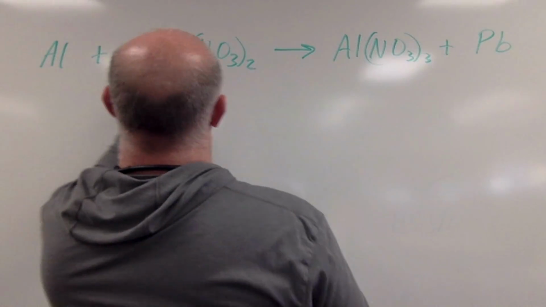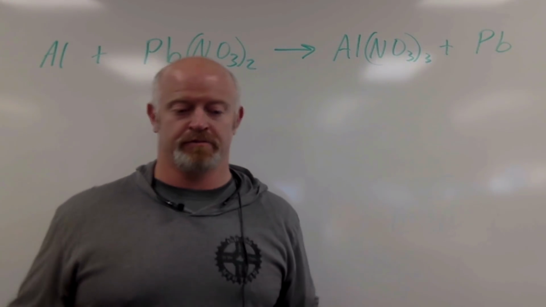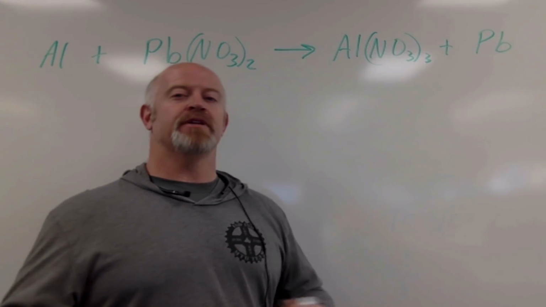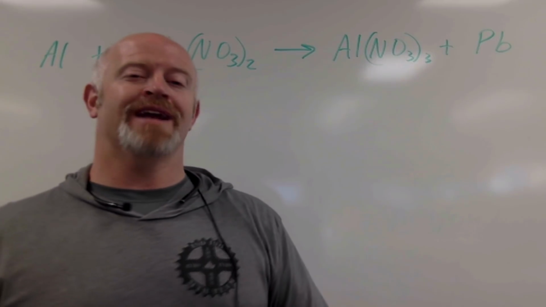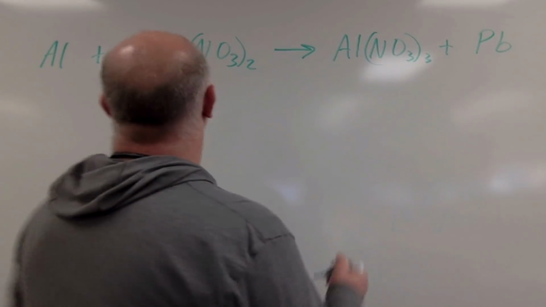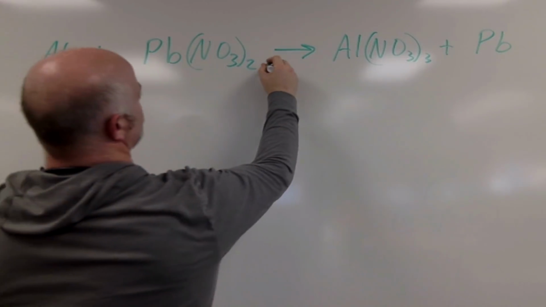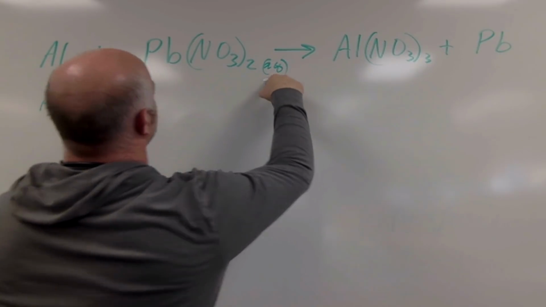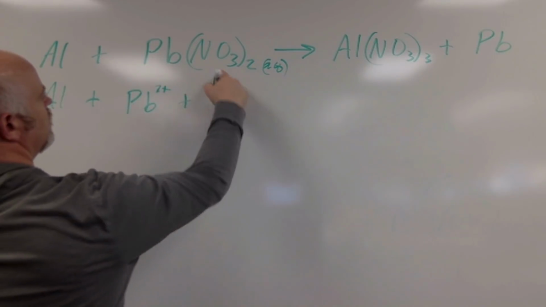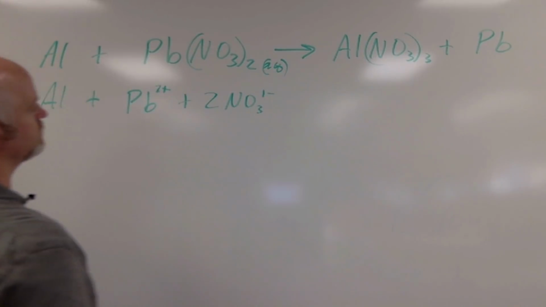So up here I have aluminum plus lead nitrate making aluminum nitrate and lead. Okay, a classic single displacement reaction that we've done, probably hundreds of these so far this year. And our first step is let's break this down into a net ionic so we can see what's a spectator and what is doing the chemistry. So we have our aluminum plus lead nitrate. Now if this is in solution, that means we actually have lead ions as a 2+, and we have 2 nitrate ions as a 1-.